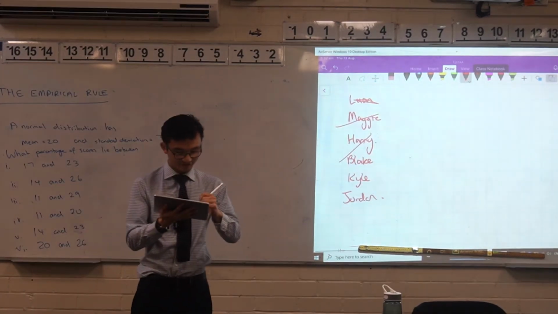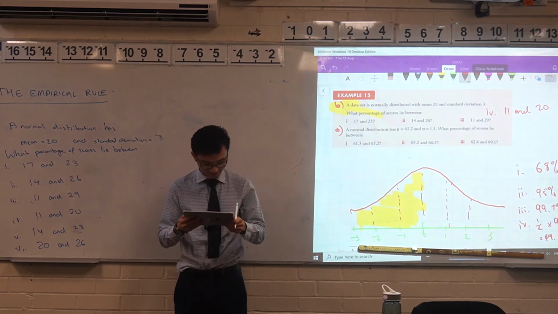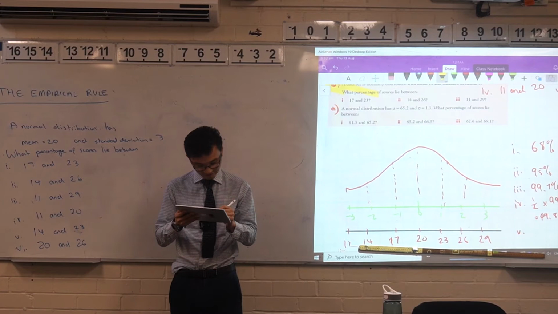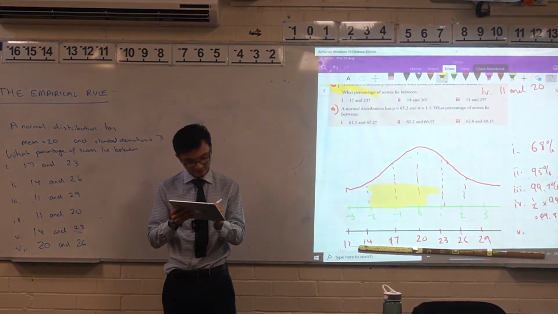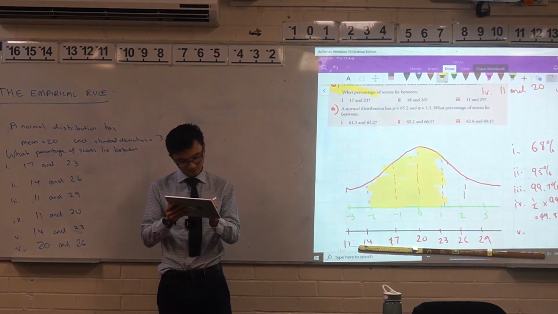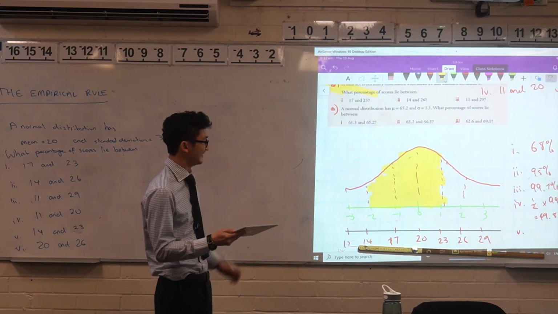And part 5, Kyle, what do you got for me? Let's see, I've got to write this down. 14 and 23. So 14 and 23 should be this section here. And how'd you get that? 95 minus 68, divide the whole thing by 2, and then plus 68. Whoa. Okay, so slow down again, take it easy there.